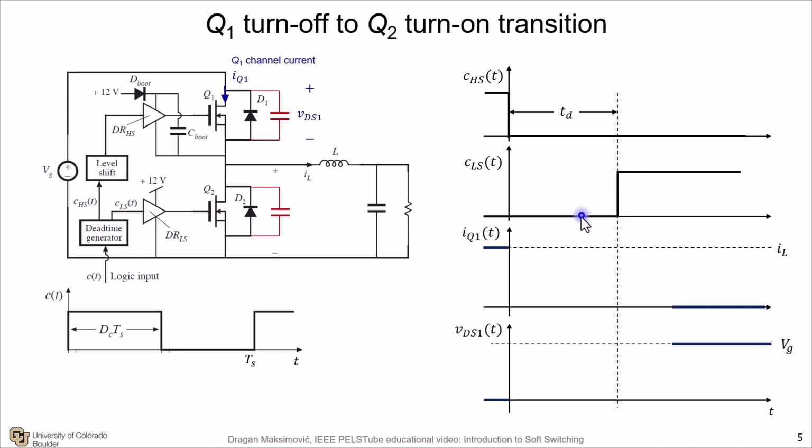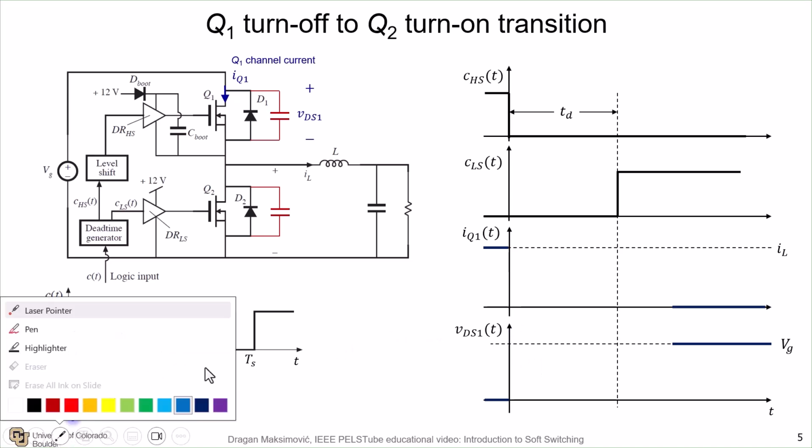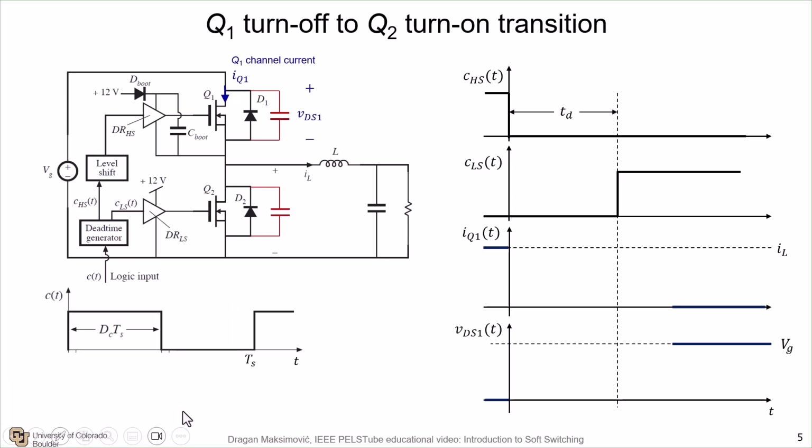So what happens now with the current that is going through the channel of the device Q1, and what happens with the voltage across that device? The current and the voltage of the device are going to tell us what is happening in terms of the losses across the device during the transition. So first of all, we are starting off with a current that's not equal to zero. This is going to be a non-zero current switching turn off. From that point, the channel current through the device is going to drop down towards zero.